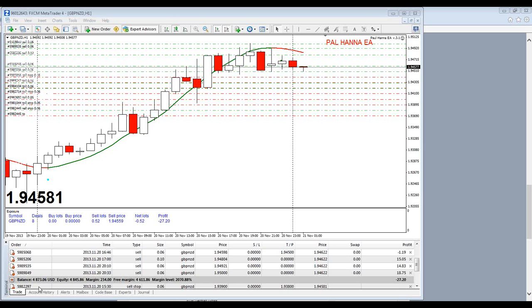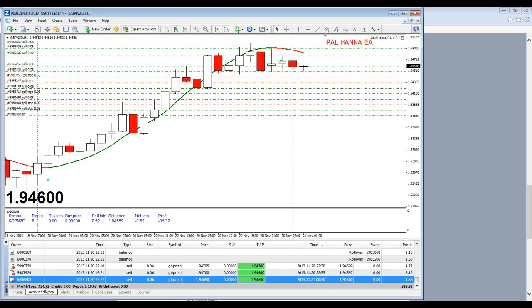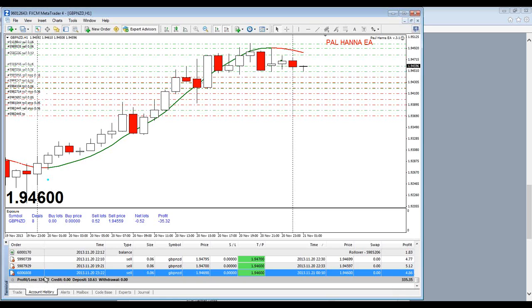4,848.73 from 4,000, to $800 plus in 3 days. Actually, today itself we made $300. Actually, I'm gonna run the history. Yeah, $324, approximately $300 we made today.